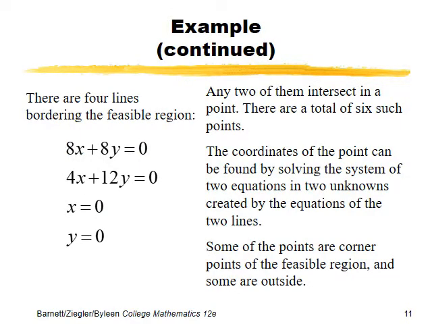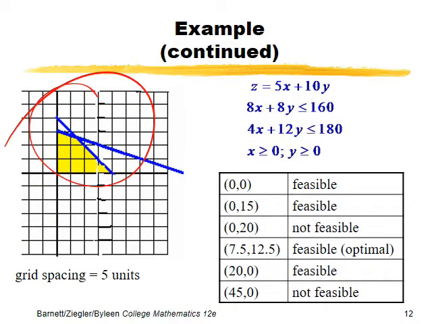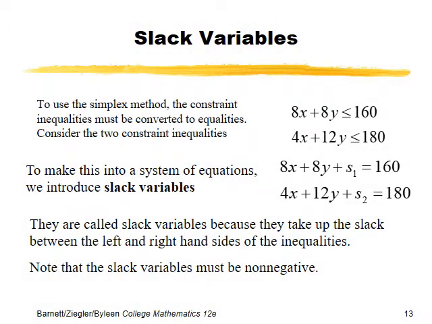So there are four lines bordering the feasible region. Any two of them intersect in a point. There are a total of 6 such points. When you do this you will figure out all this explanation. The coordinates of the points can be found by solving the system of two equations in two unknowns created by the equations of the two lines. Some of the points are corner points of the feasible region, and some are outside the feasible region. That is a practice which we used to do, but it is quite messy. So we try to figure out a new method which is called the simplex method.